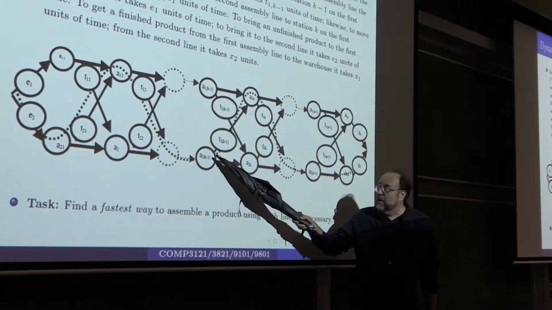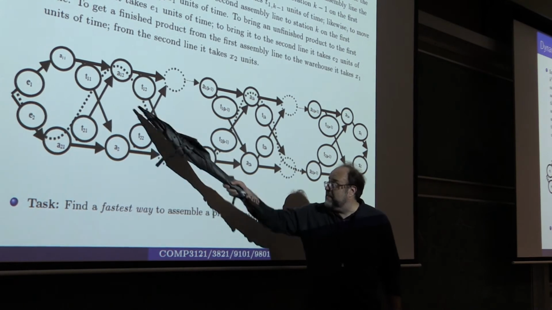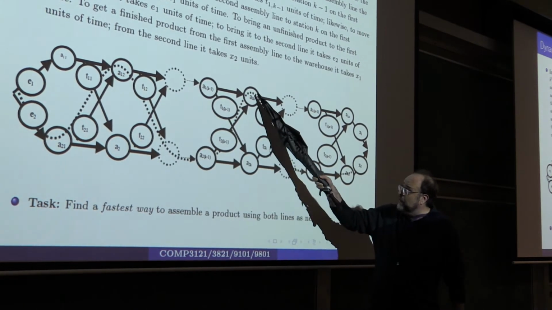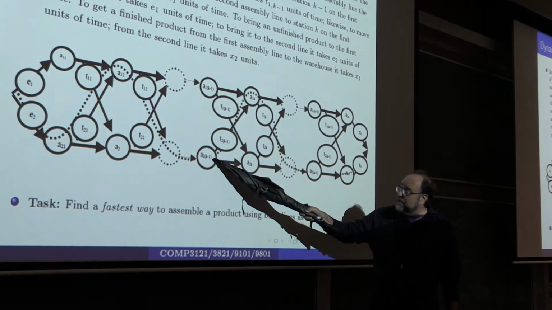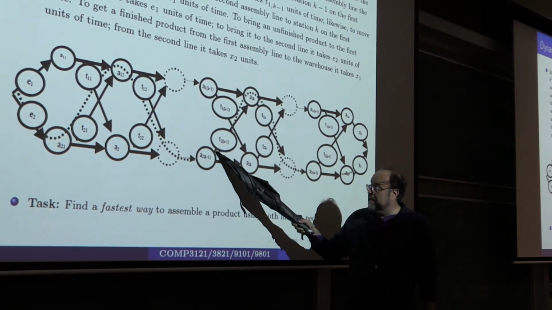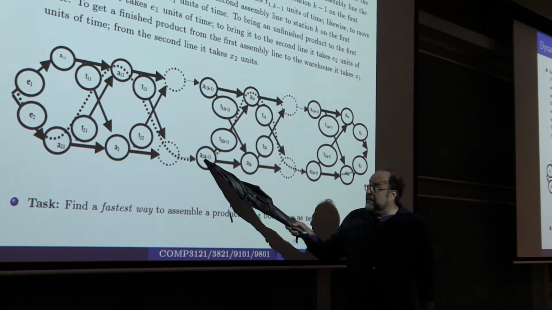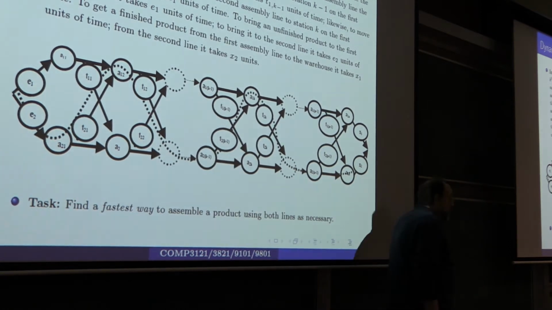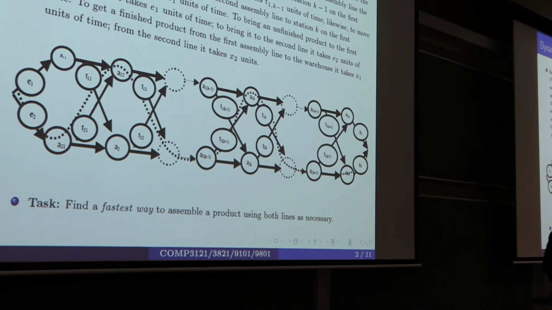Why? Well, if there was something better going some other way, then this solution wouldn't be optimal, because I could simply chop off the tail here and replace it with a better way to come here. So in this way, optimal solutions for the subsequent stages are built from optimal solutions of the smaller problems.